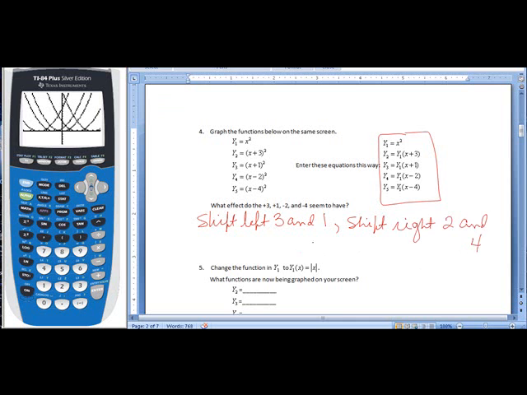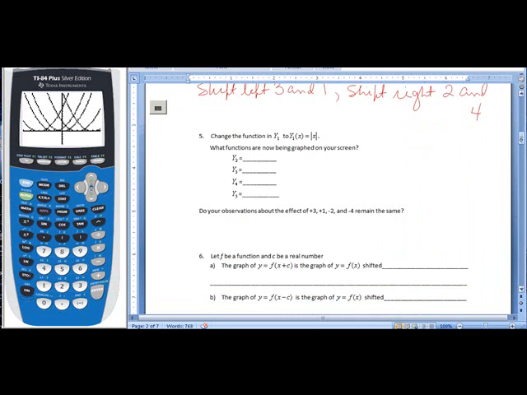Alright, so if we change our first function to absolute value of x again, math, number, option 1, absolute value of x, close the parentheses. Now what we've got in equation y2 is the absolute value of x plus 3. And in equation y3 we've got the absolute value of x plus 1. y4 is the absolute value of x minus 2, and y5 is the absolute value of x minus 4. And the question is, do we still see a shift to the left 3 units and a shift to the left 1 unit for plus 3 and plus 1, and to the right for minus 2 and minus 4?